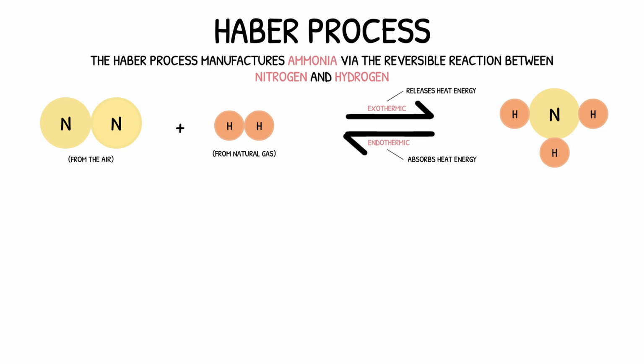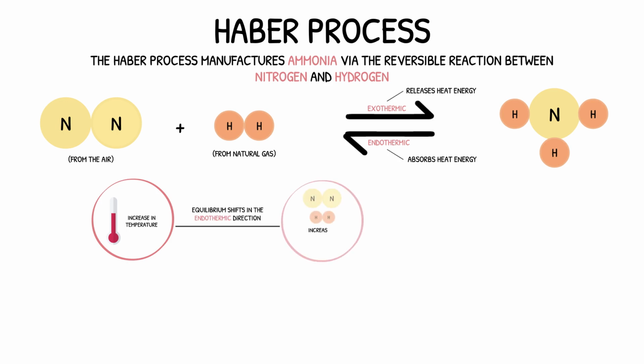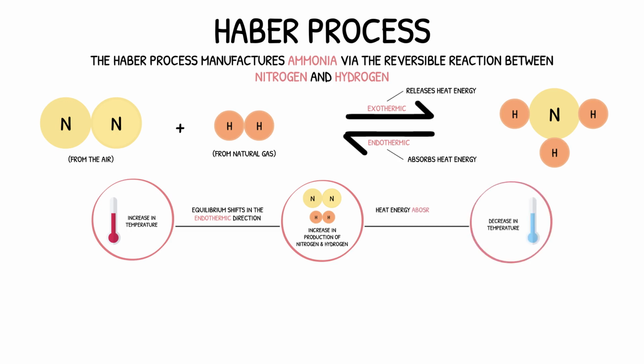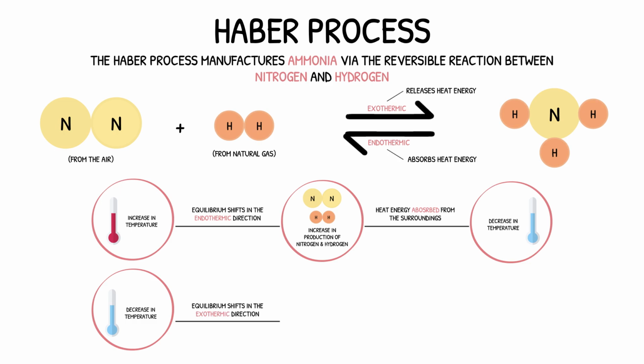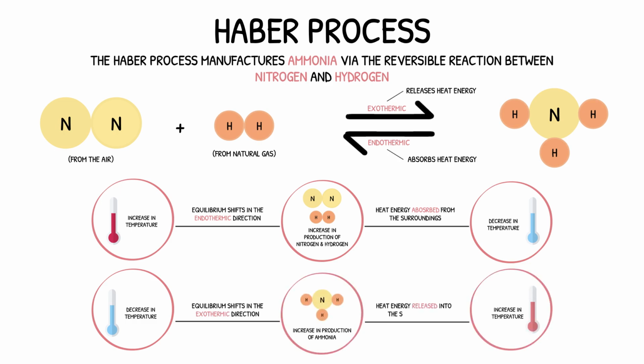When the temperature of the reaction is increased, the equilibrium will shift in the endothermic direction, therefore increasing the production of nitrogen and hydrogen and absorbing more heat from the surroundings. However, if the temperature of the reaction were decreased, the equilibrium of the reaction will shift in the exothermic direction, therefore producing more ammonia and increasing the amount of heat released into the surroundings.